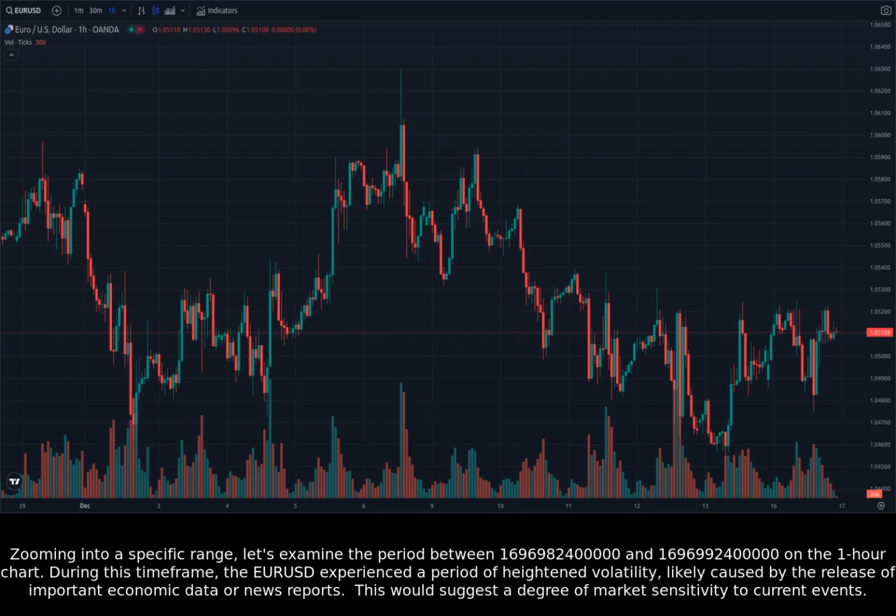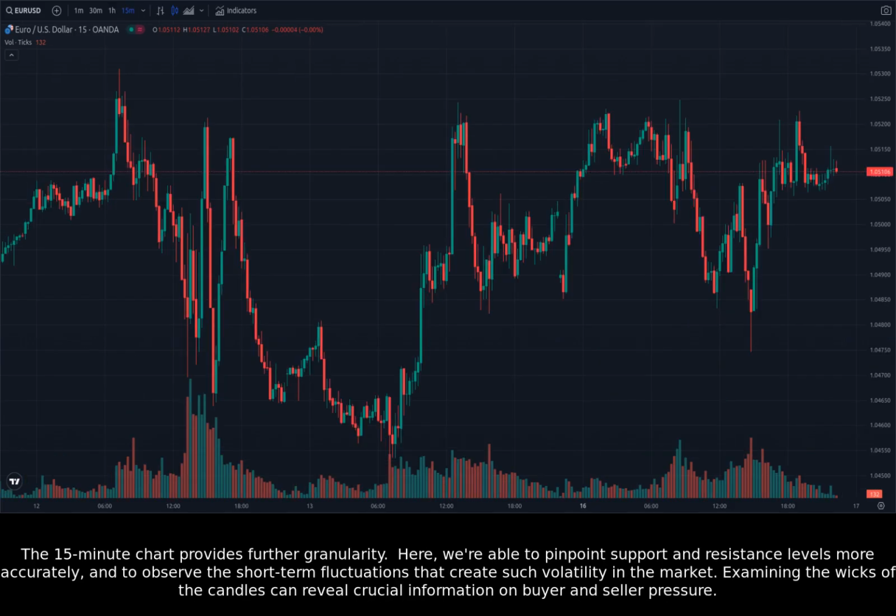During this time frame, the EURUSD experienced a period of heightened volatility, likely caused by the release of important economic data or news reports. This would suggest a degree of market sensitivity to current events. The 15-minute chart provides further granularity. Here, we're able to pinpoint support and resistance levels more accurately and to observe the short-term fluctuations that create such volatility in the market. Examining the wicks of the candles can reveal crucial information on buyer and seller pressure.